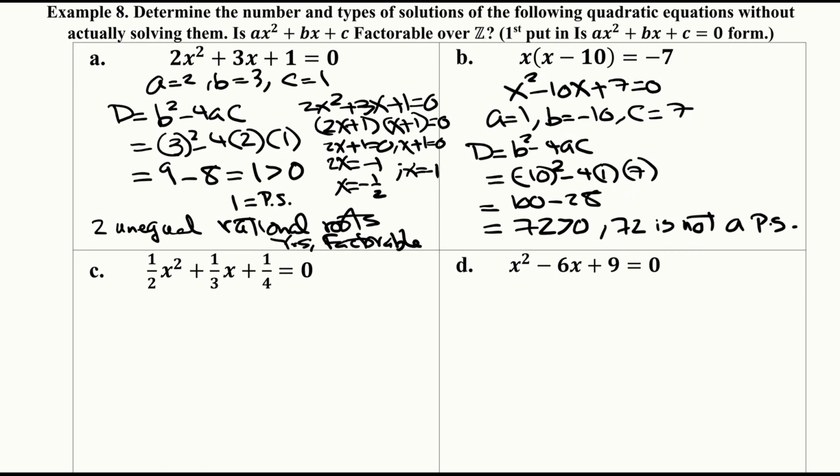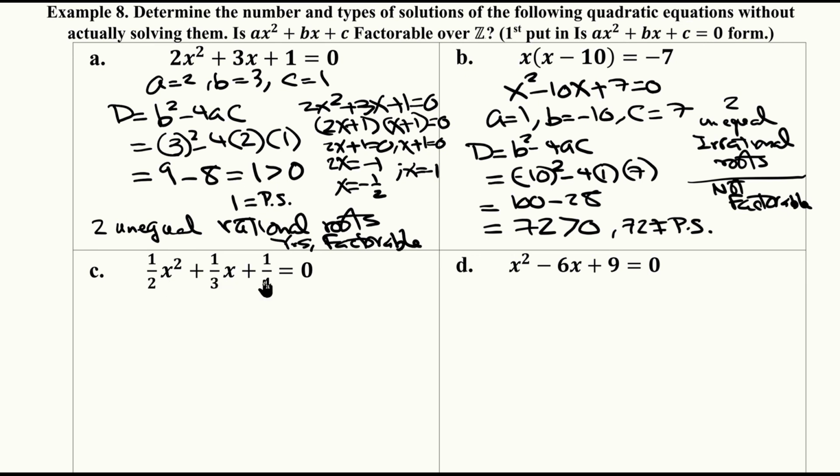So it is, we have two unequal irrational roots or solutions, and the expression on the left will not be factorable. Of course, the expression after we've put it in this form. And that's how we would classify this one.